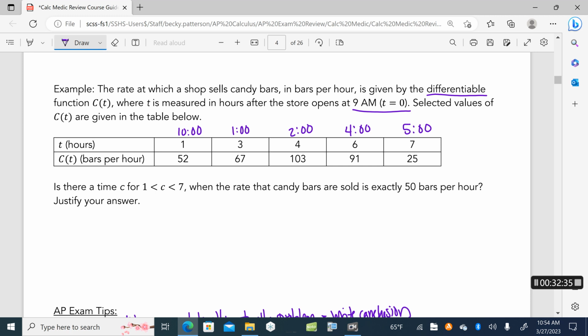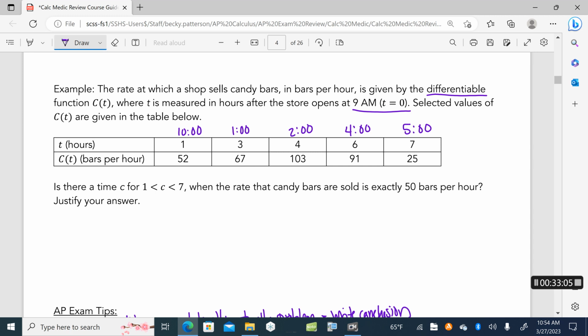It says, is there a time c, where c is in between 1 and 7, so in between 10 o'clock and 5 o'clock, where the rate at which the candy bars are sold is exactly 50 bars per hour? Justify your answer. Okay, so I can tell that this is asking me to find a particular value and to justify that that particular value exists. So that's how I can tell that this is the IVT.